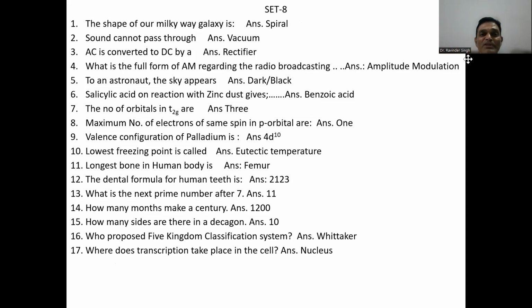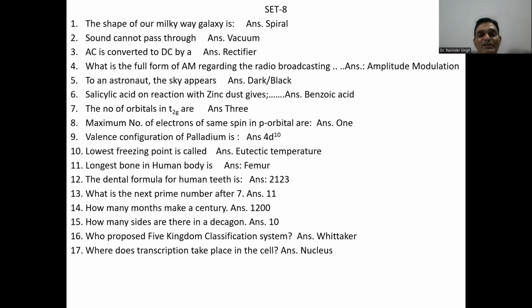Sound cannot pass through a vacuum. AC is converted to DC by a rectifier. What is the full form of AM regarding radio broadcasting? Answer is amplitude modulation. To an astronaut, the sky appears dark or black.